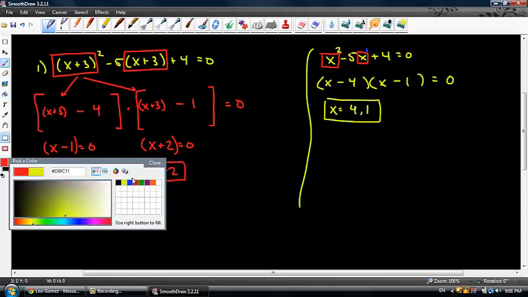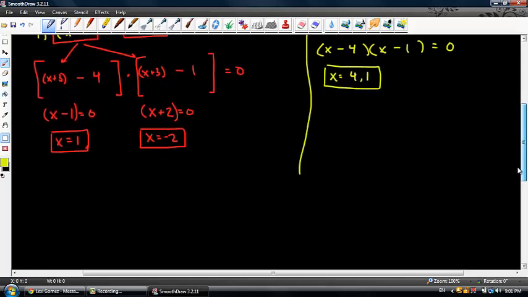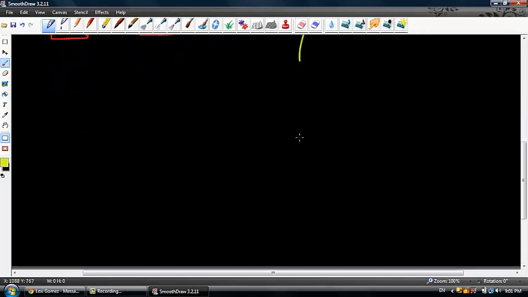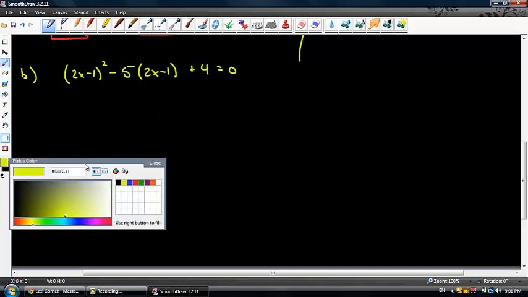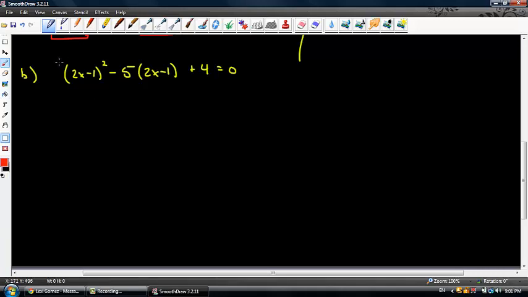Okay, so let's go ahead and take a look at number 1b. So we've got 2x minus 1 squared minus 5 times 2x minus 1 plus 4 equals 0. So with this one, again, I'm going to go ahead and just separate things out. So again, I have a thing being squared minus 5 times the same thing plus 4.